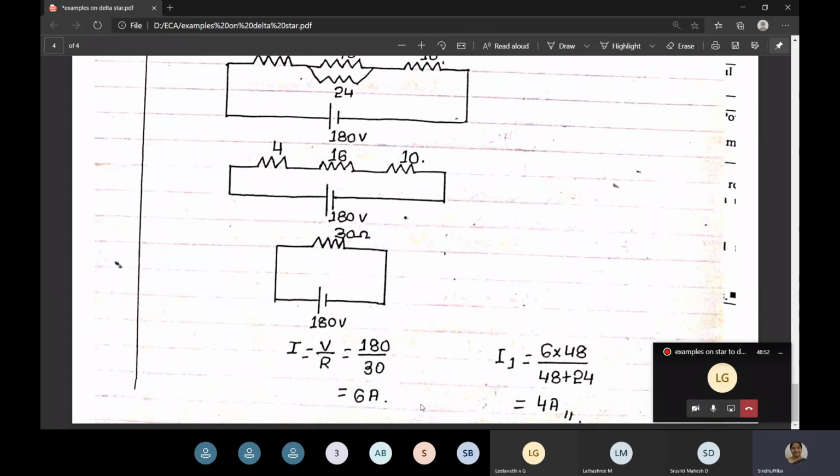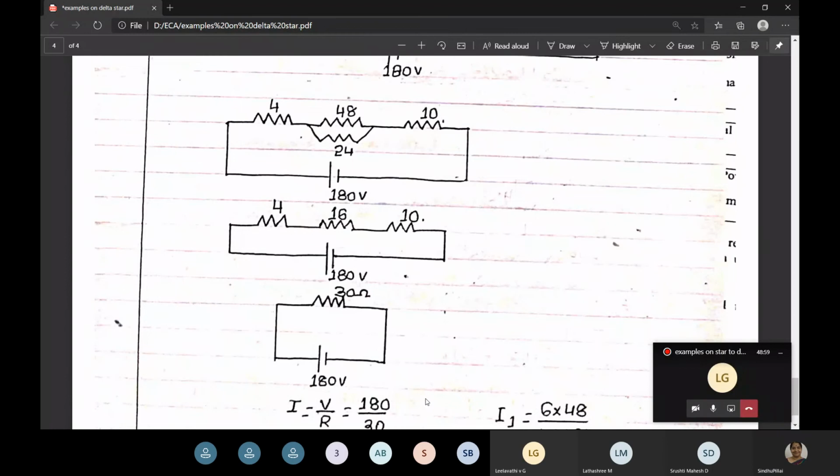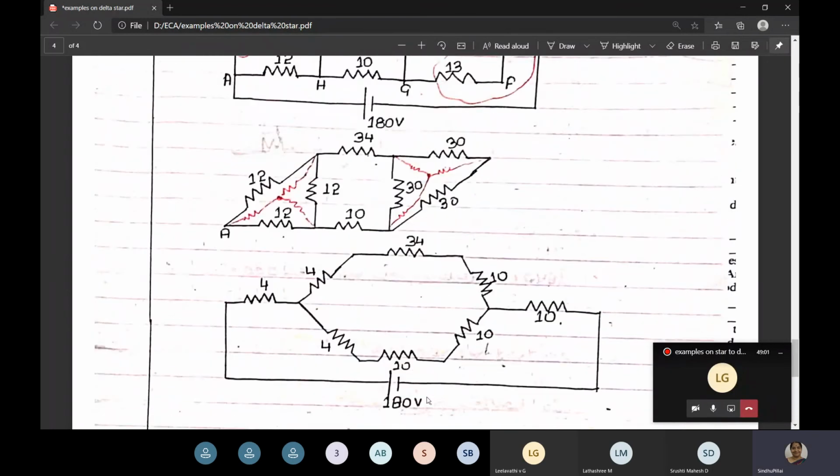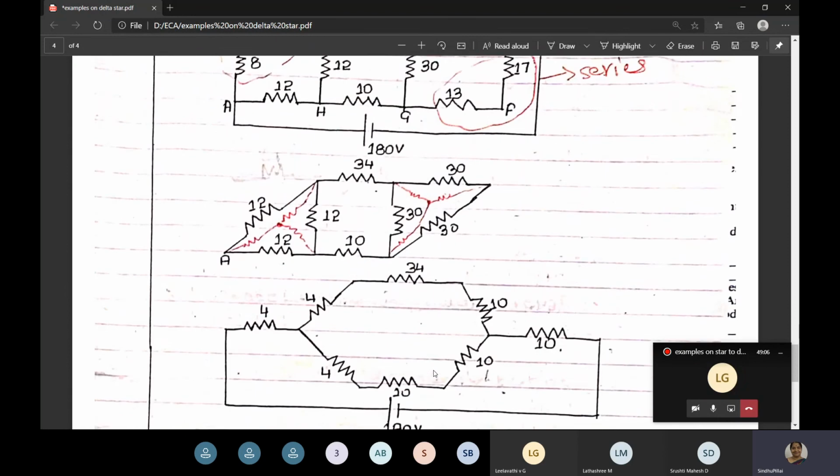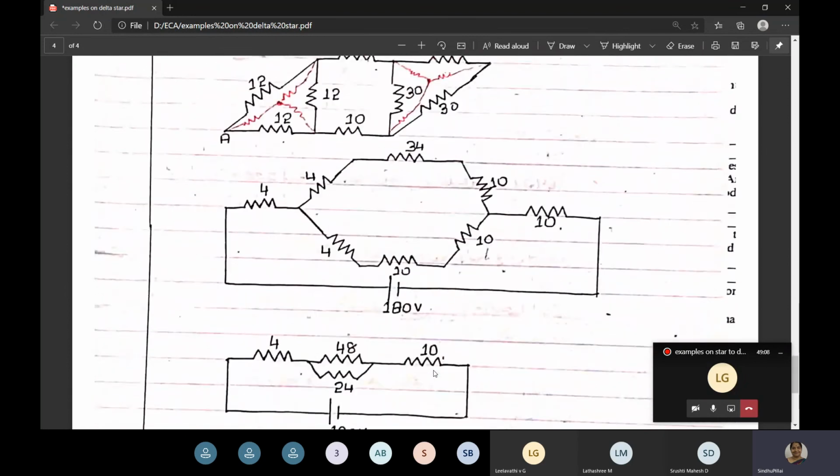And the branch current is 4 amps. Just we have done this to find out the main current and the branch current. The branch current is the current in the 48 ohms. Just for practice we have done that to find out the main current and branch current.